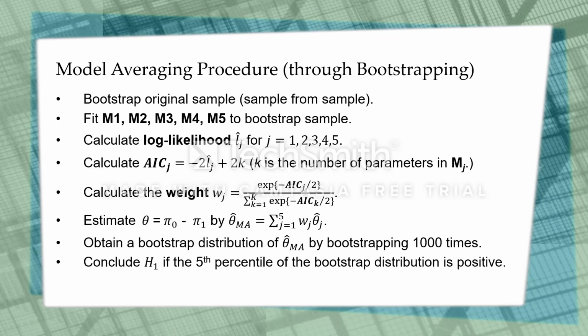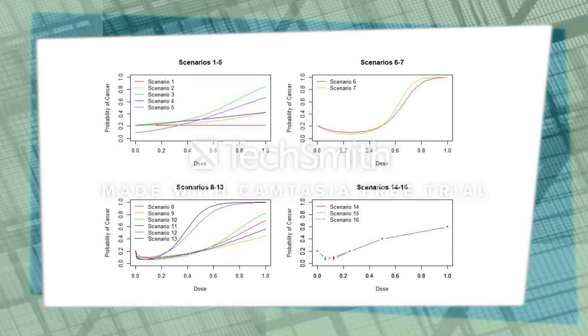We then obtain a bootstrap distribution of our model averaging estimate by bootstrapping it 1,000 times. From there, we take the 5th percentile of the distribution, and if that 5th percentile is all positive, then we can conclude for hormesis.